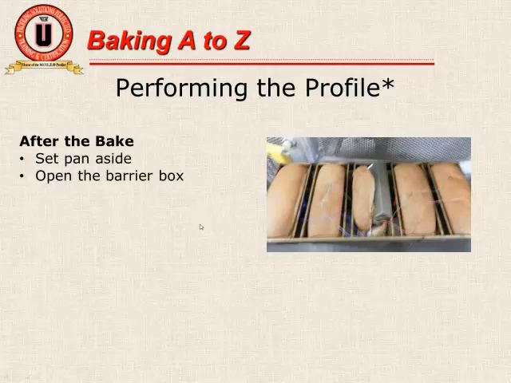Get the barrier box open as soon as you can. You're not in a huge rush, but you want to get this profiler out away from all the hot stuff as is reasonable. Gently take TCs out of each loaf. Don't just grab and run unless you like purchasing new thermocouples, which we don't mind, but they can be damaged. They're probably fairly warm, and that's when they're most vulnerable. So gently remove those TCs.